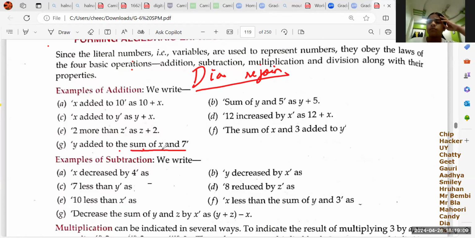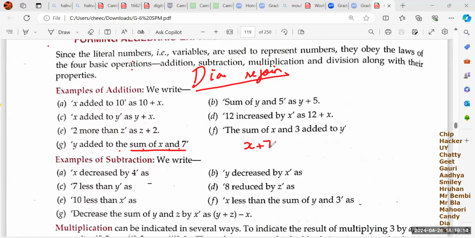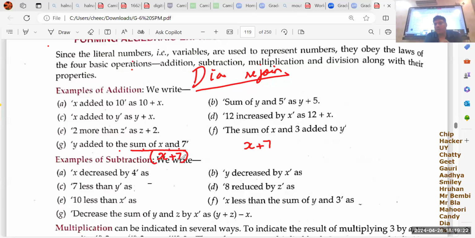So y added to the sum of x and 7. Sum of x and 7 is this. Any confusion in this? Sum of x and 7 I can write like this, correct? Now I can use a bracket also. Why will I use a bracket? Because y is added to this sum. Just to show that I will do this sum first and y is separate, I will add a bracket. Y added to the sum of x and 7, I will write y plus (x plus 7). Have you understood this?